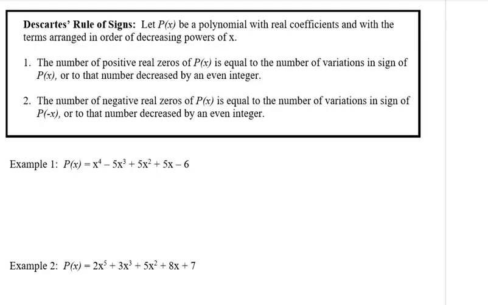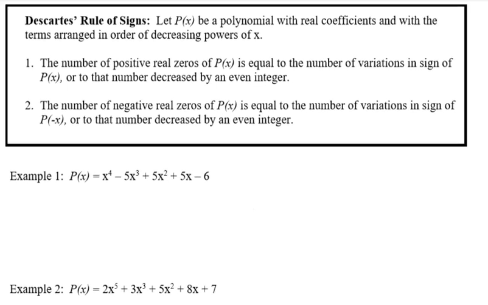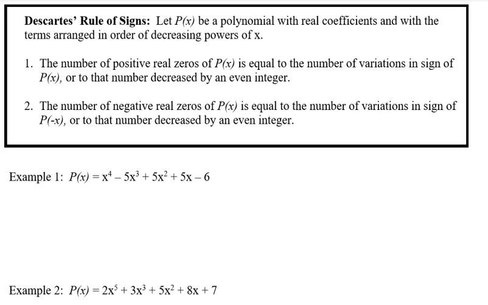Now, in order to work with Descartes' Rule of Signs, we have to actually know what the rule says. Here's what his rule says. The number of positive real zeros of p of x is equal to the number of variations in sign of p of x, or that number decreased by an even number. So let's talk about this part right here. Decreased by an even number.